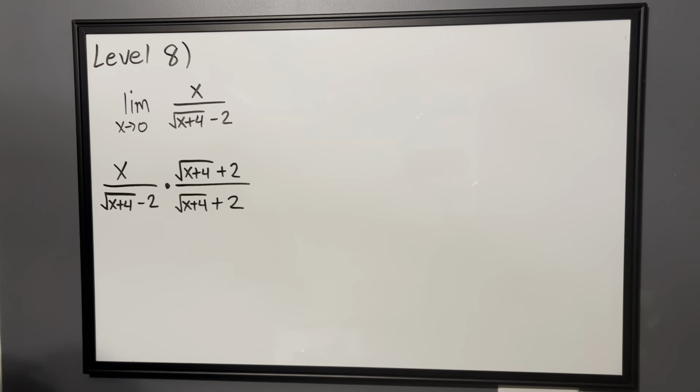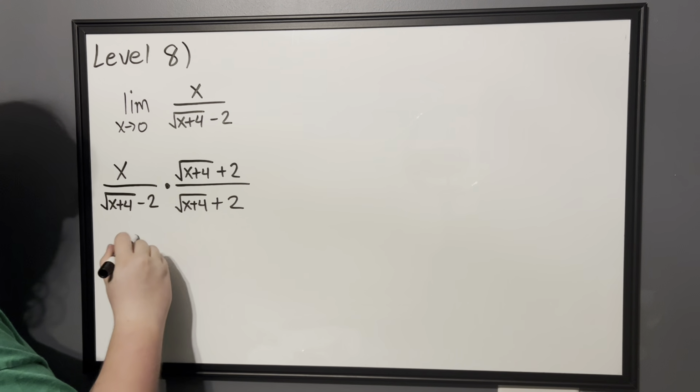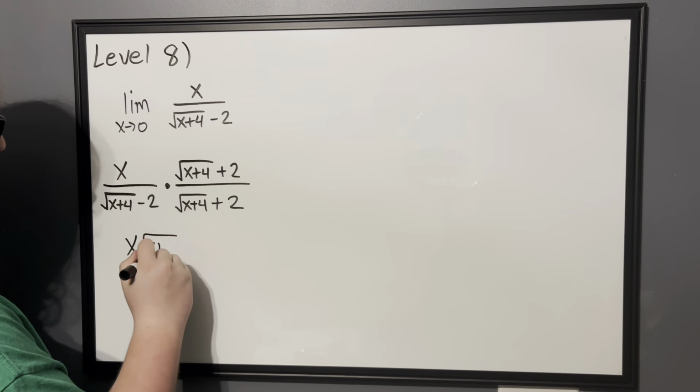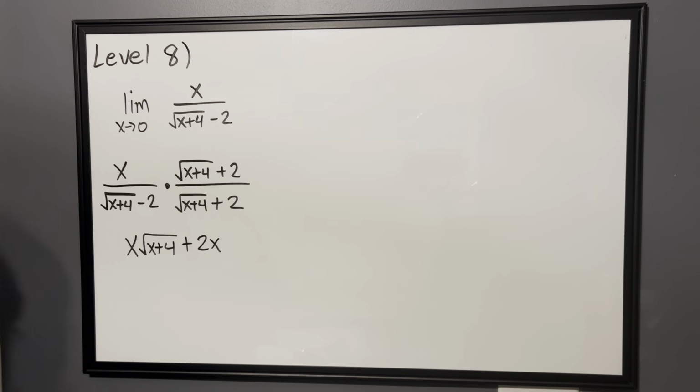This is the conjugate right here. So we're going to actually need to multiply these together, and we'll be able to rewrite this limit. In the numerator, there's not a ton we can do, right? We're just going to have x root x plus 4 plus 2x, since we're just distributing x to those terms.